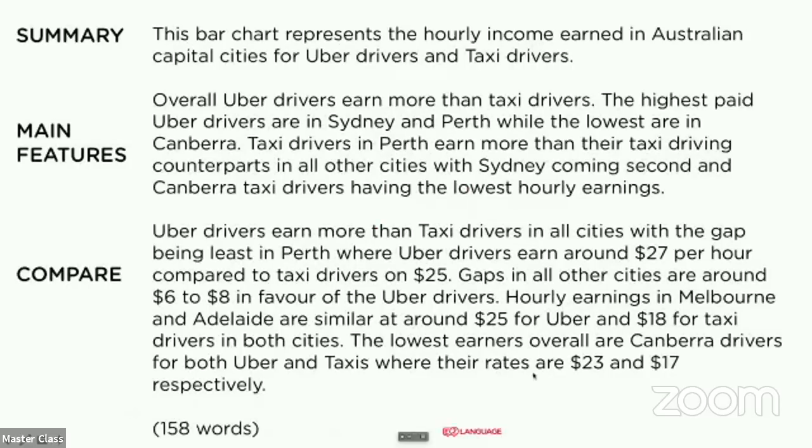Fine. So what will this look like if we wrote what would deserve an IELTS 9 on test day? It'll look like this. This is 158 words. We have a summary, we have the main features, and then we have a paragraph, the largest paragraph, where we compare data.